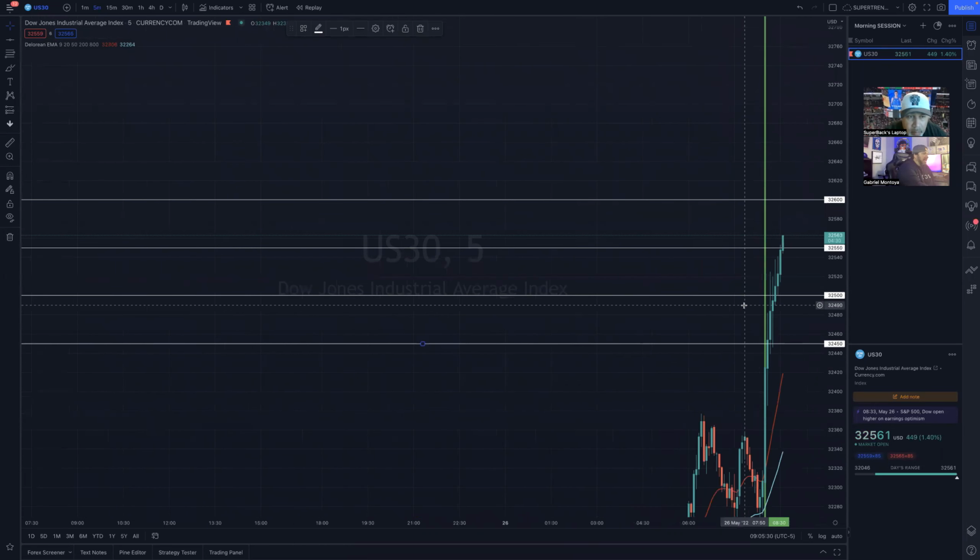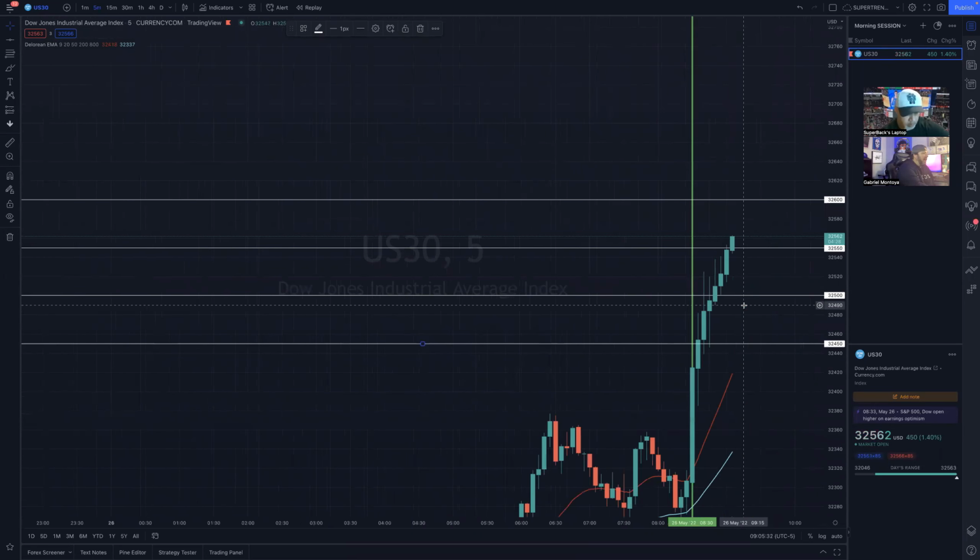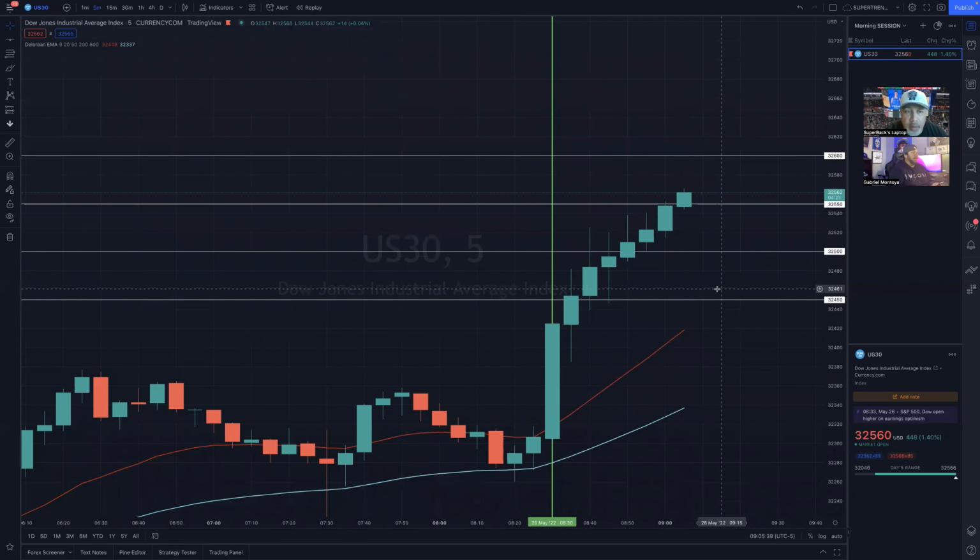That's honestly how we play this game, guys. We just go from zone to zone. Our next zone, 32,600, unless she pulls back. But I'm going to set up a buy stop for 32,600, 32,603.